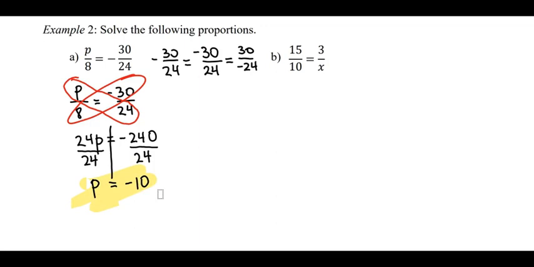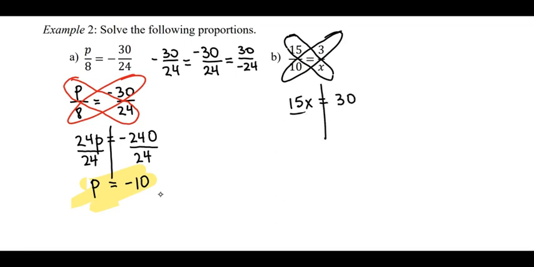All right. Quickly moving on to the next one. In part B, we have 15 over 10 equals 3 over x. No negative signs here, so we're just going to go ahead and use our cross product. So we'll multiply 15 times x, and that will be equal to 10 times 3. So I have 15x, and 10 times 3 is 30. Right? Divide both sides by 15. You will have x equals 2.